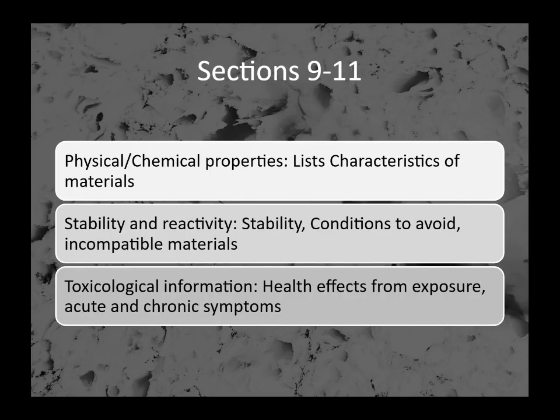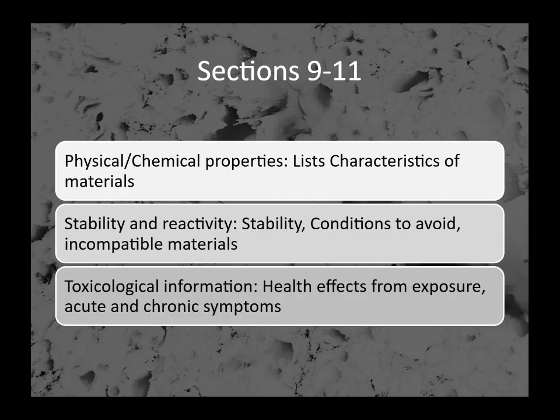Section 9. Physical and Chemical Properties. This section lists the physical and chemical characteristics of the substance or mixture. It includes properties such as appearance, odor, pH, melting or freezing point, boiling point, flash point, and vapor pressure. This data is useful for identifying the material and for engineering and safety planning.